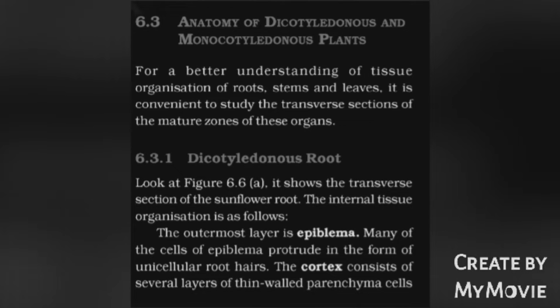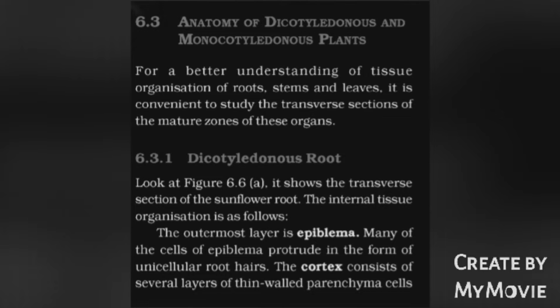Anatomy of dicotyledonous and monocotyledonous plants. For a better understanding of tissue organization of roots, stems, and leaves, it is convenient to study the transverse sections of the mature zones of these organs. Dicotyledonous root. Look at figure 6.6a.